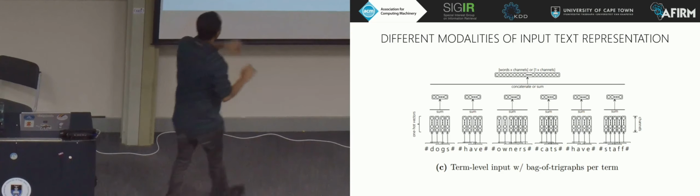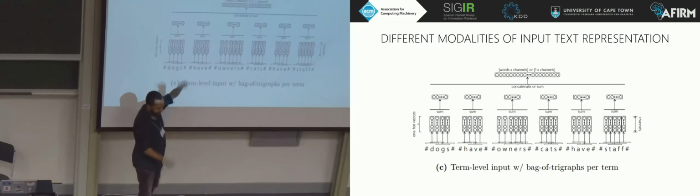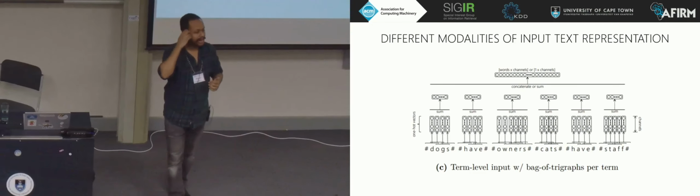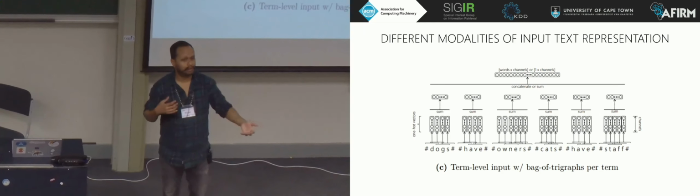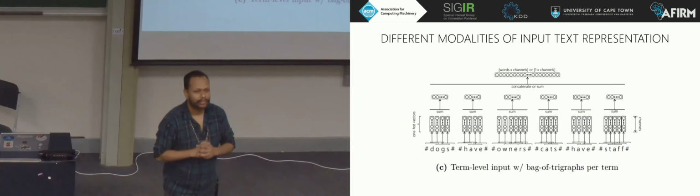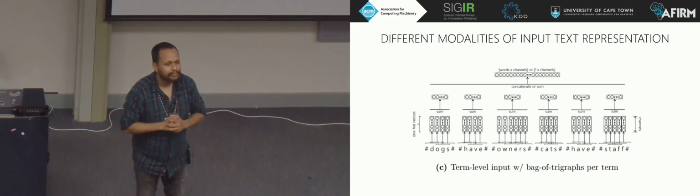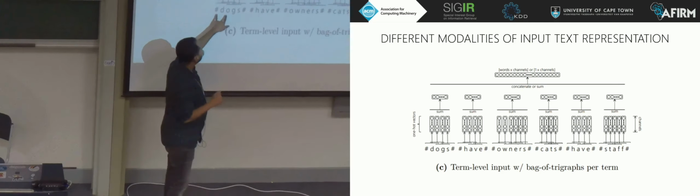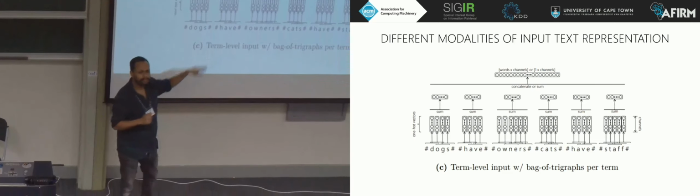Anyways, so now this vector length is going to be much bigger. It's going to be all the possible character trigraphs that you can have in your corpus. Question? Yeah, go for it. So the hash character is basically just trying to denote the beginning and the ending of the words.